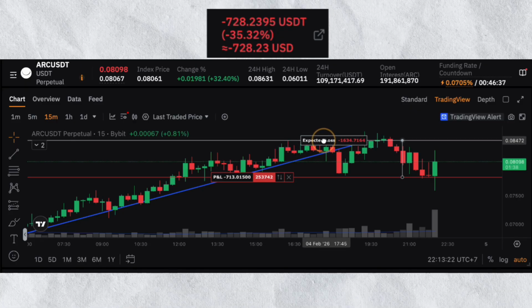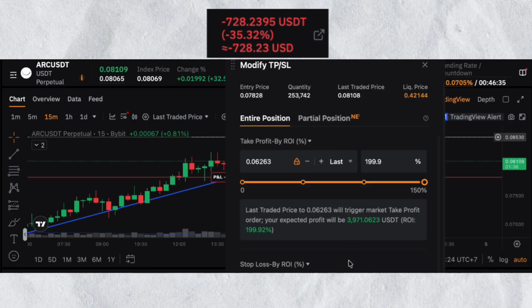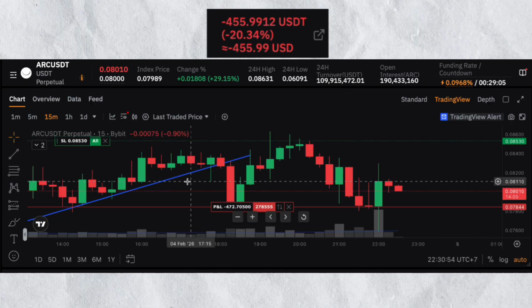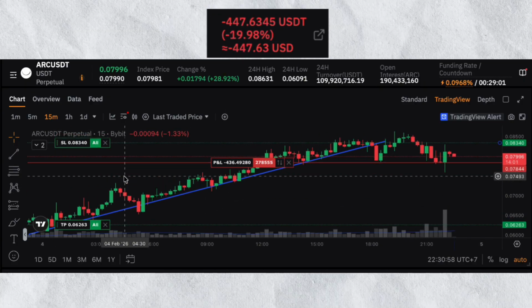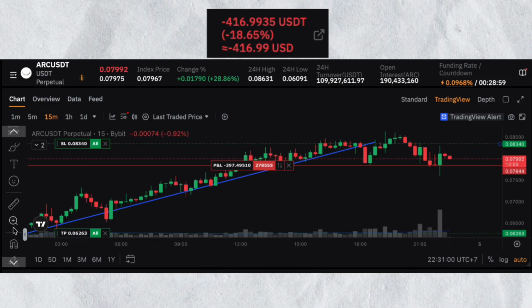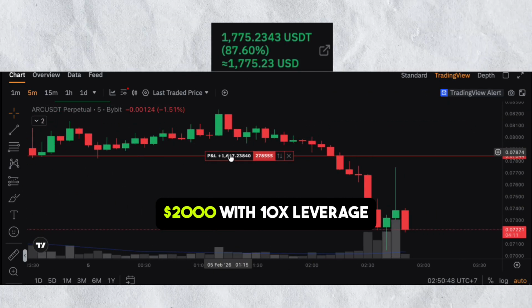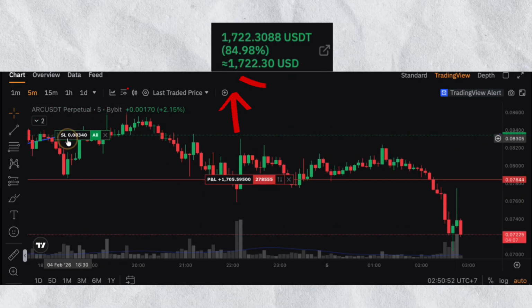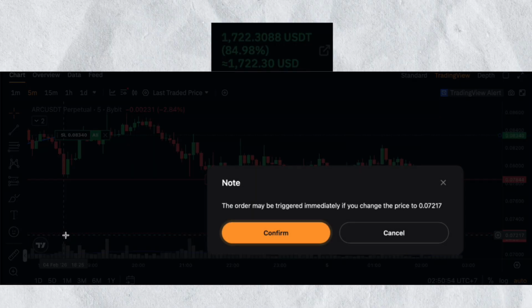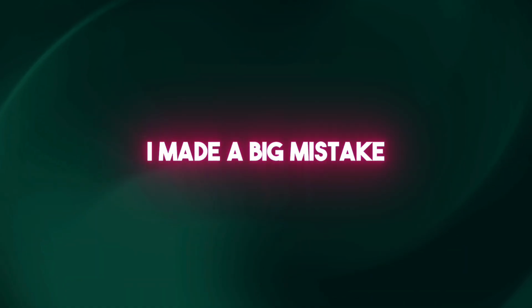I entered a short position and placed my stop loss above the 1-hour red candle. Once price made a new lower low, I moved my stop loss lower to reduce risk and protect profits. I opened this trade with $2,000 and used 10x leverage. I closed it around 85% profit, making $1,750.